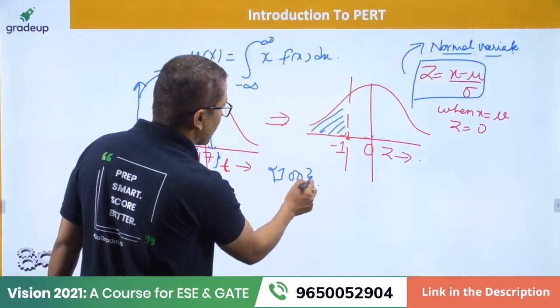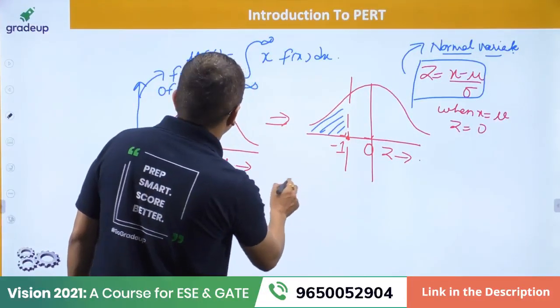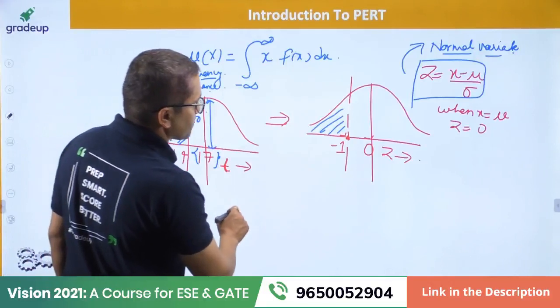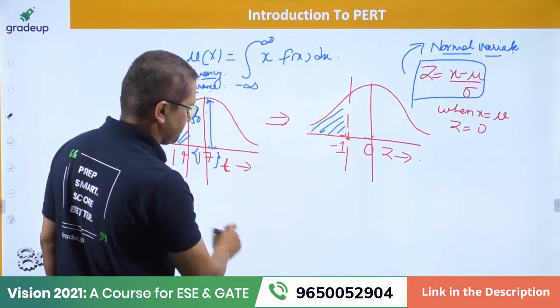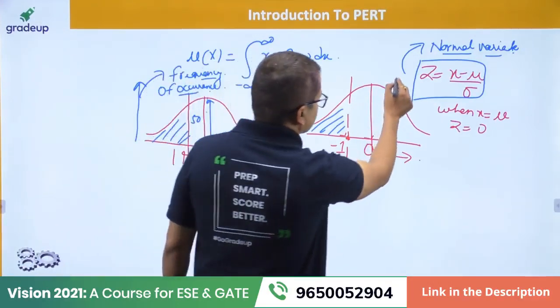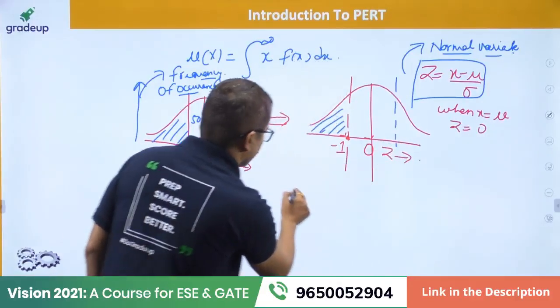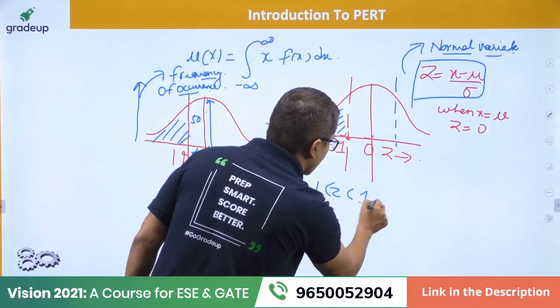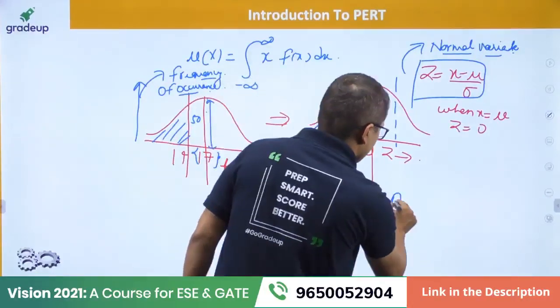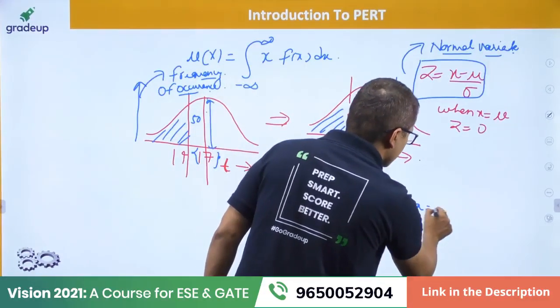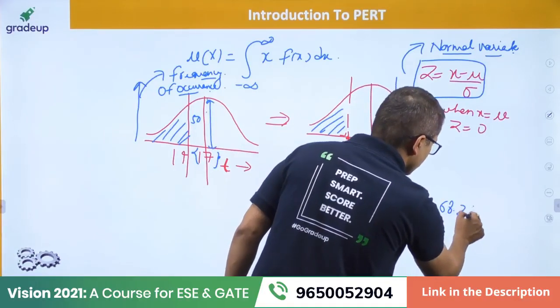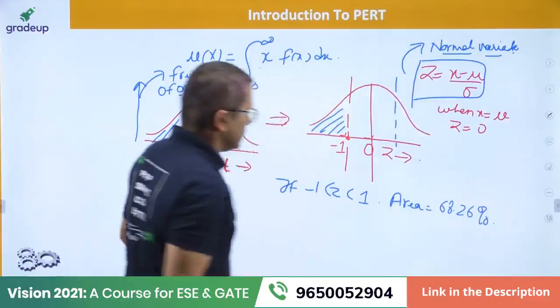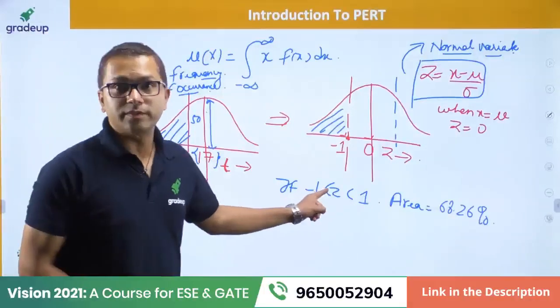So we are going to calculate this. And let me tell you that if Z lies in between -1 to 1, then area enclosed is nothing but 68.26%. This you need to remember, right?